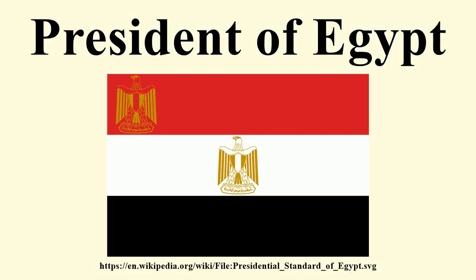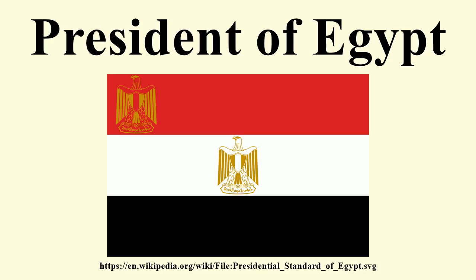The President of the Arab Republic of Egypt is the head of state of Egypt. Under the various iterations of the Constitution of Egypt, the President is also the supreme commander of the armed forces and head of the executive branch of the Egyptian government.